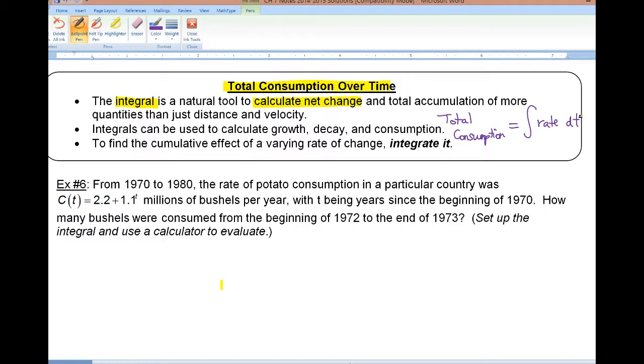So from 1970 to 1980, we know that this was the rate of potato consumption, with T being in years since the beginning of 1970. So how many bushels were consumed from the beginning of 1972 to the end of 1973? This is all about just interpreting the bounds. Okay, so let's set this up.